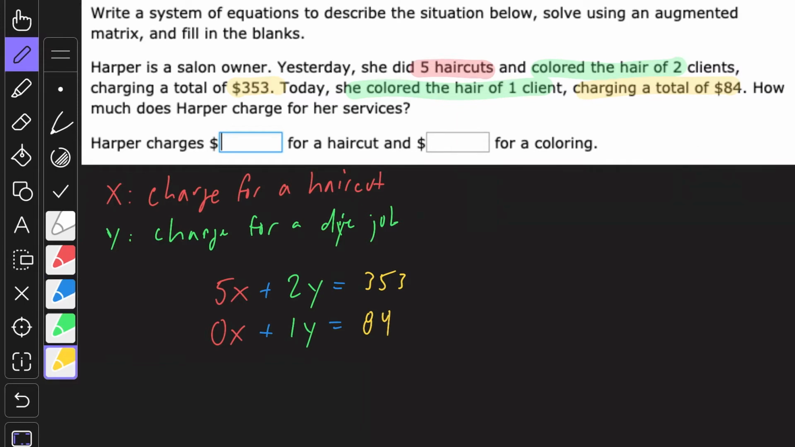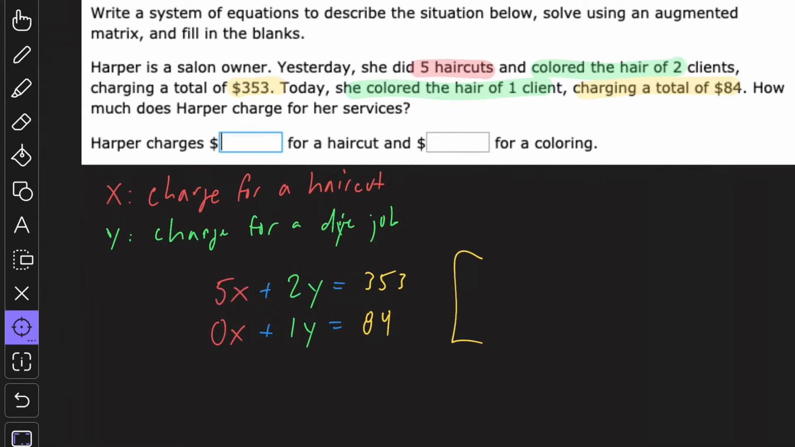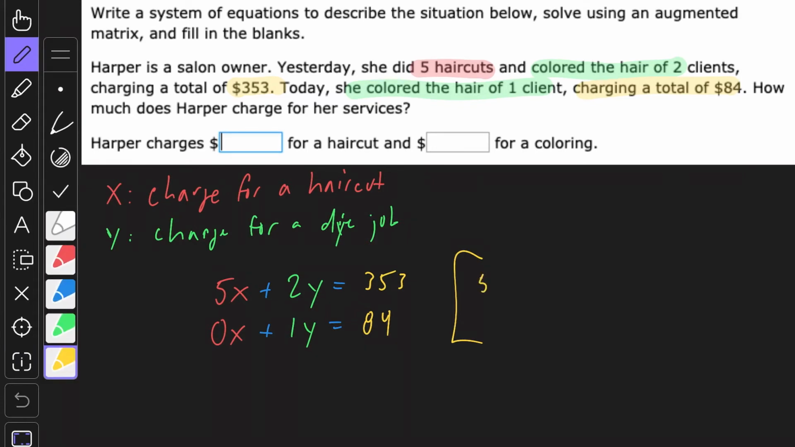What we're going to do is draw a matrix, and that first equation is going to go into the first row. So I'd type 5, 2, and then 353. And then the second equation would go in the second row, so 0, 1, 84. It's called an augmented matrix because we have that imaginary line here. We're going to go ahead and type that into the calculator and see what we get.